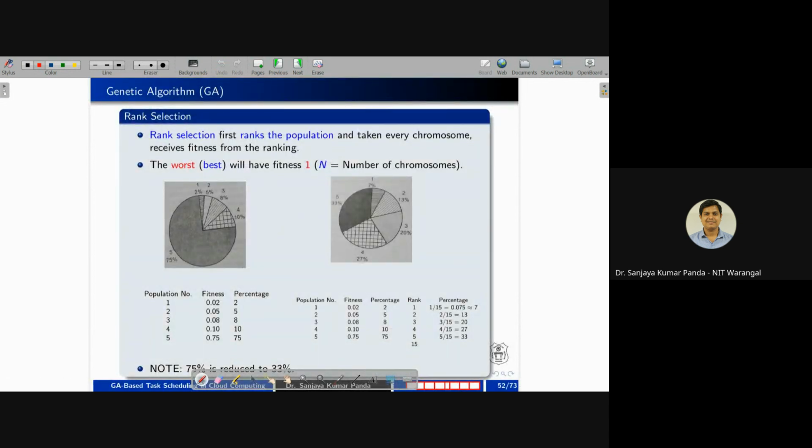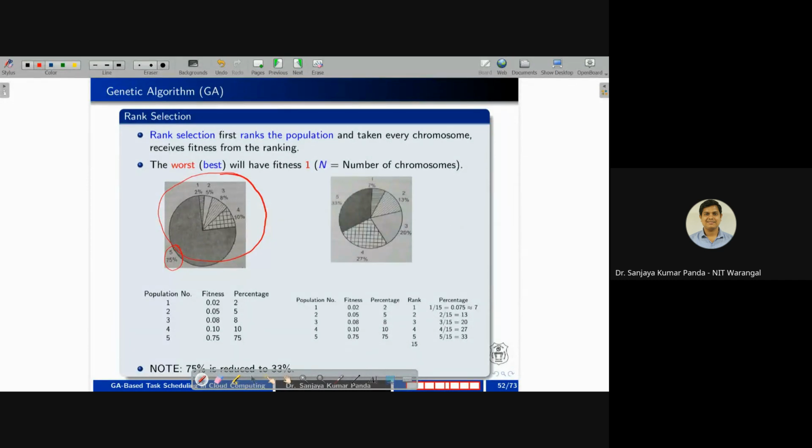But still the problem is not solved, right? If you see area-wise in roulette wheel selection, the population having higher probability will occupy more space. So in order to avoid that, we are going for rank selection. So in the rank selection method, what happens? This is the problem with the roulette wheel. Let's say population 5 occupies 75% of the area. So when you spin that wheel, there is a chance that only population 5 is going to come. So in order to avoid that, we are going for rank selection.